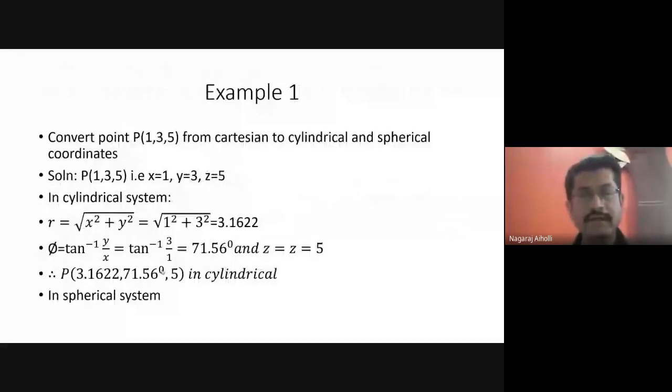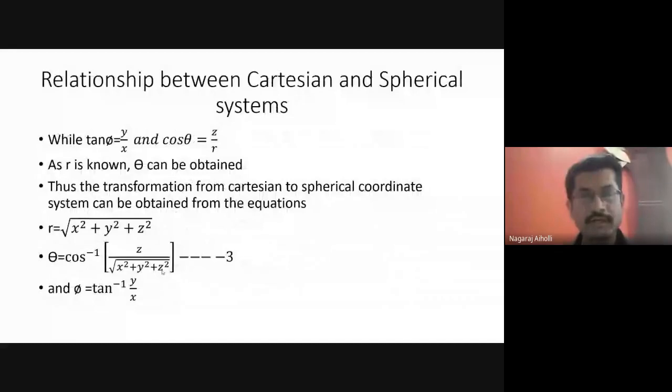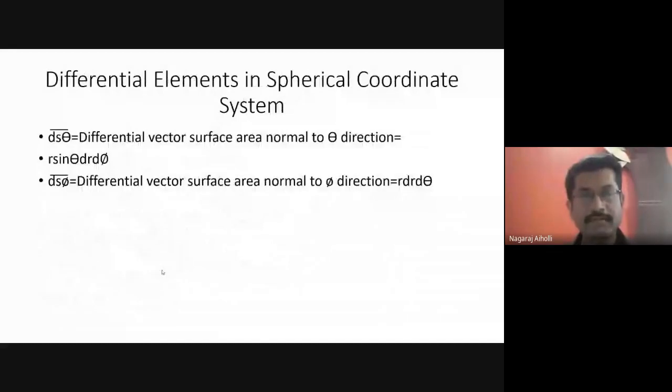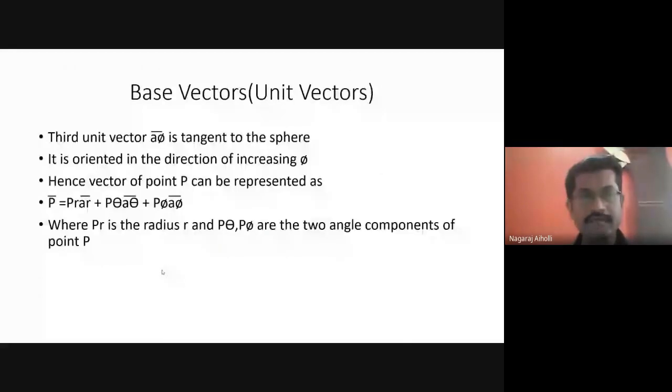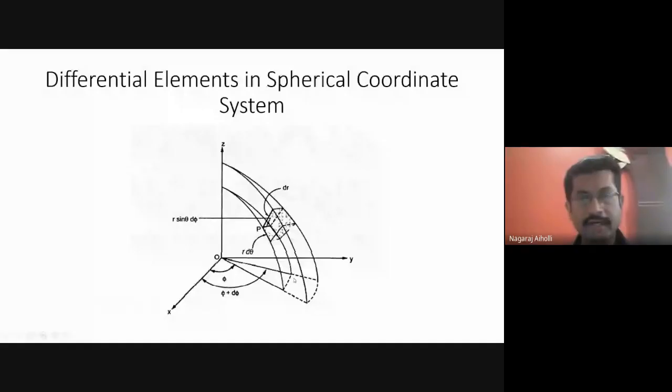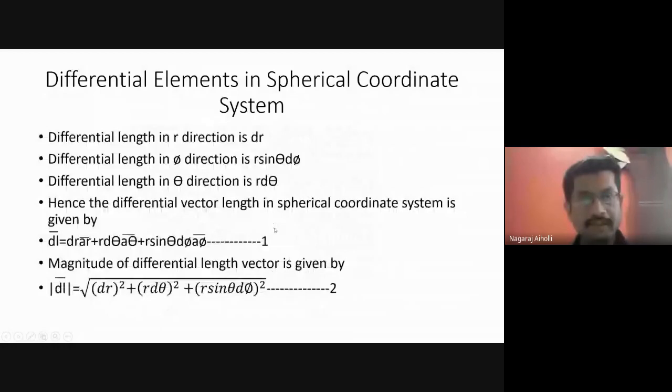In today's class, we have dealt with the topics on unit vector or the base vector for the spherical coordinate system. Then we discussed differential elements in spherical coordinate system, how we are getting r d theta, and how we are getting r d phi, and we are finding r sine theta into d phi for the angle phi, right? We have written those differential lengths in r direction as dr, in phi direction as r sine theta d phi, and in theta direction as r d theta. Then differential length, we got it as dr ar bar plus r d theta a theta bar plus r sine theta d phi a phi bar.